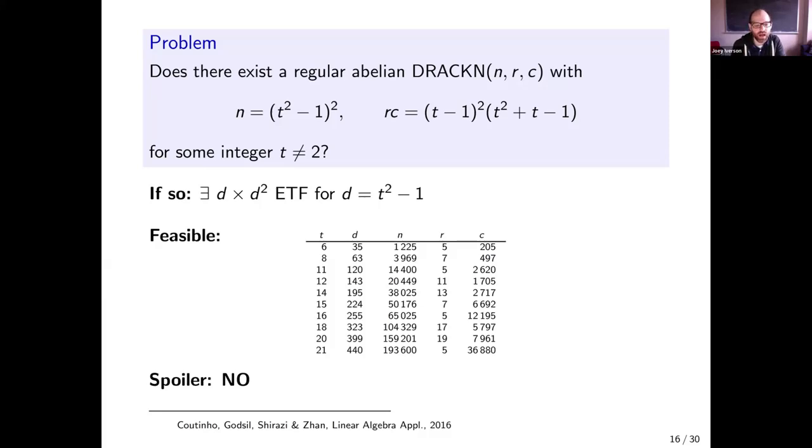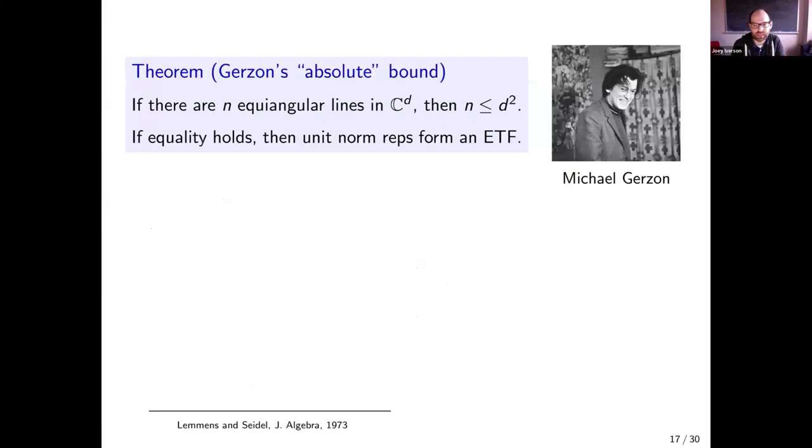Before I tell you why the answer is no, let me tell you why you might even care. This is related to what's often called Gerzon's bound, or sometimes the absolute bound. And it says that if you have n equiangular lines in C to the d, and I should say here that d has got to be bigger than 1, then n can be no more than d squared. And furthermore, if equality holds, then the unit norm representatives have to form an ETF.